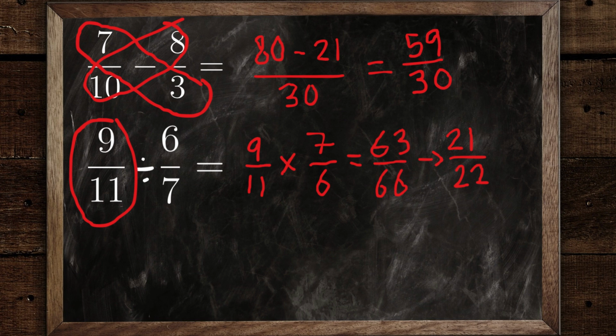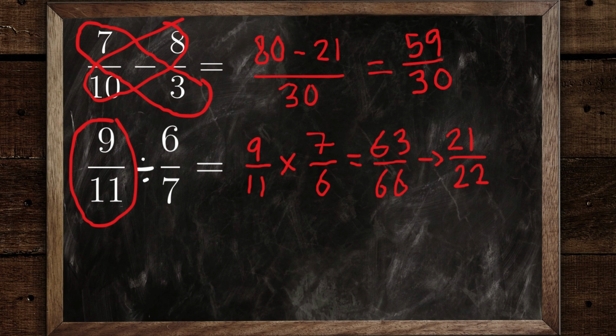Now having a look at this fraction, 63 over 66, you need to simplify this down, as both of these numbers have a greatest common factor of 3. So 63 divided by 3 gives us 21, and 66 divided by 3 gives us 22.